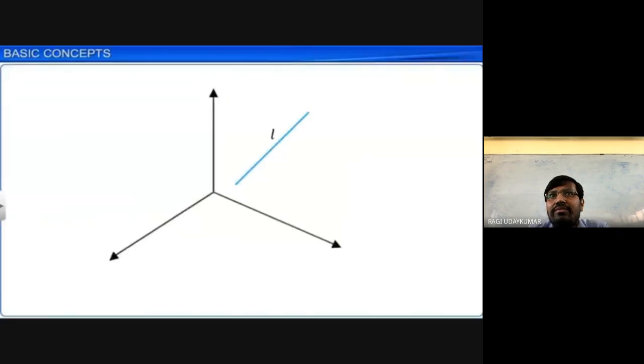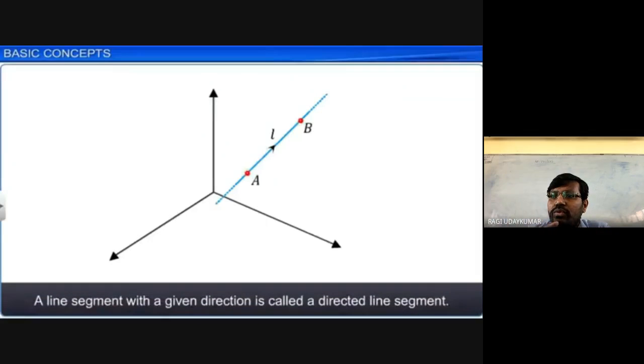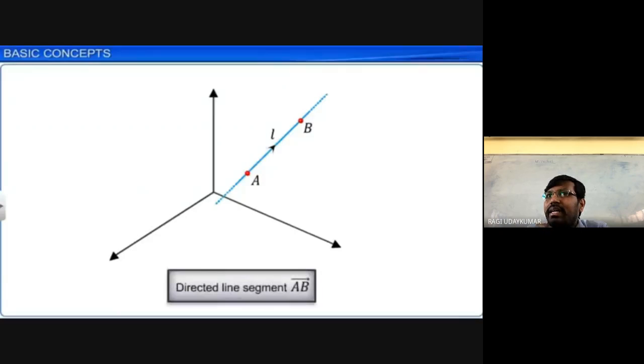In three-dimensional space, this is called a line. It is a directed line, because it is showing one direction, towards one way. The basic things we are learning here in vectors. If you mark two points, it becomes a line segment. A line has no length. A line segment with direction is a directed line segment.